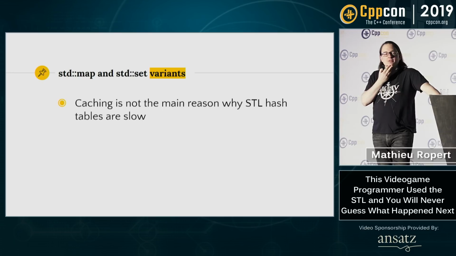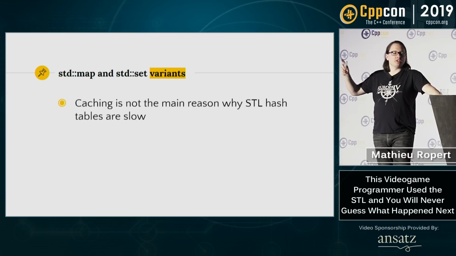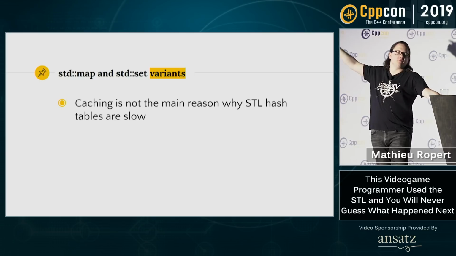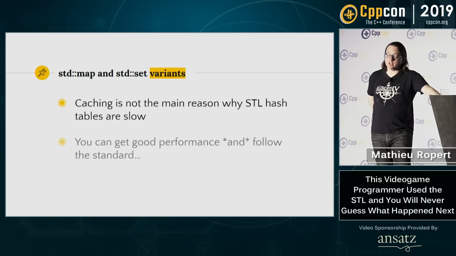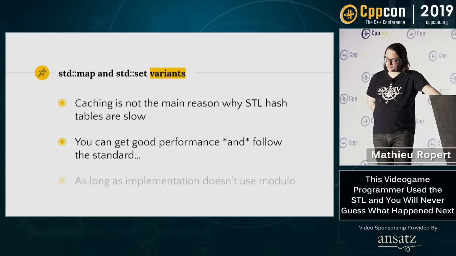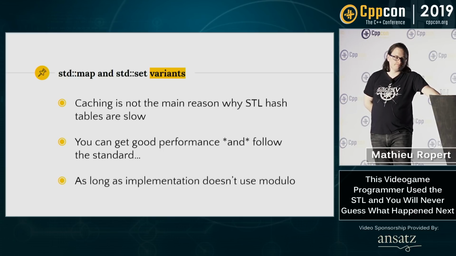And also, and that's the biggest thing I think I discovered when I researched this talk. Caching, because open addressing is supposed to be faster because of caches, because you don't have to use bucket lists, and so you have better cache coherency, blah, blah, blah. That is not even the first and the biggest reason why some STL implementations are slow. It has nothing to do with the standard. Just don't use modulos.